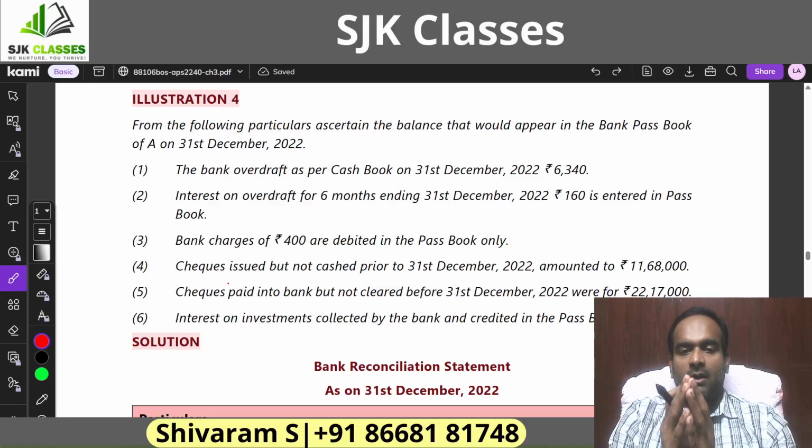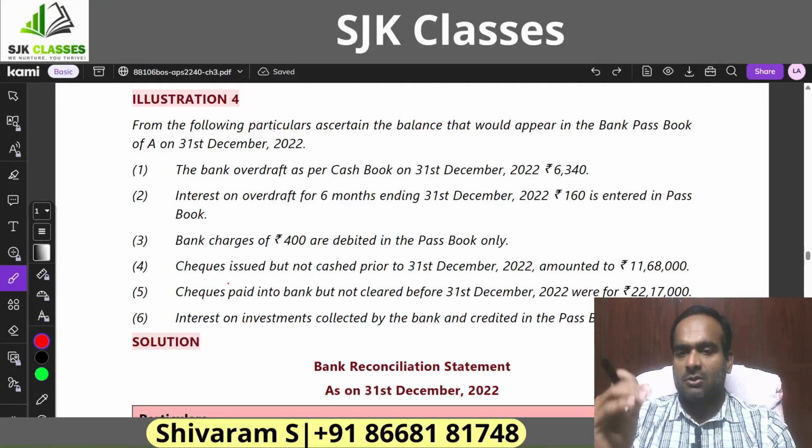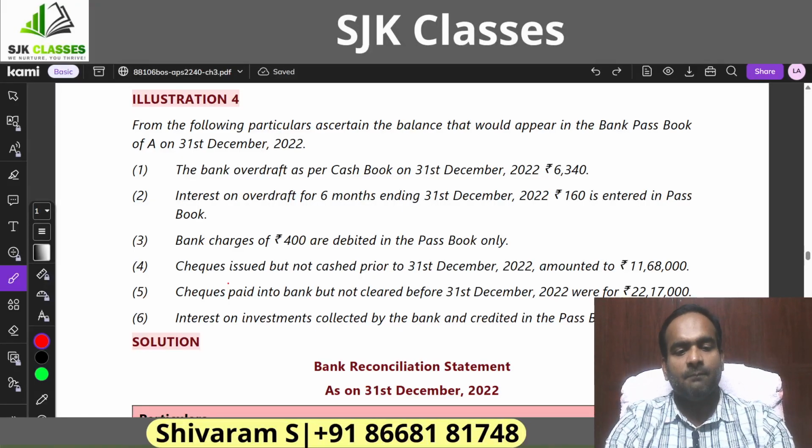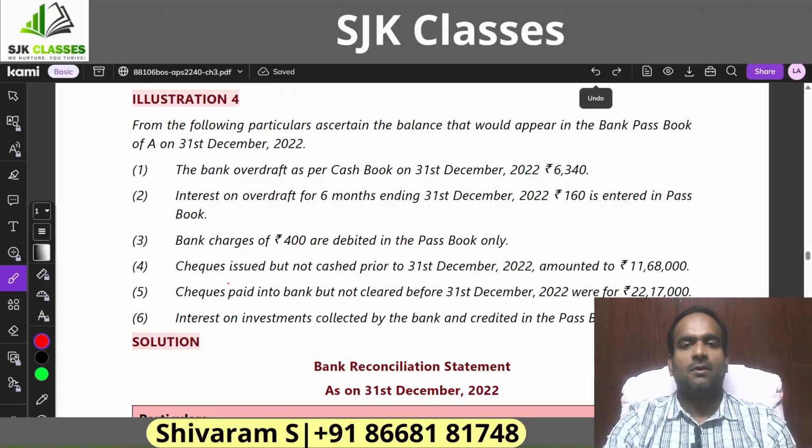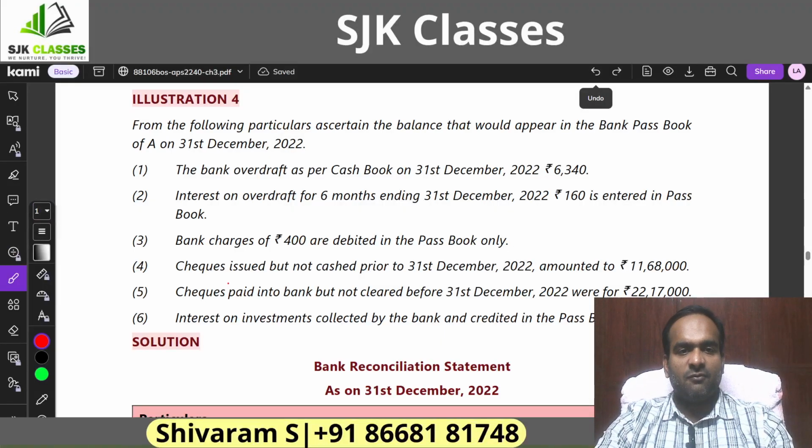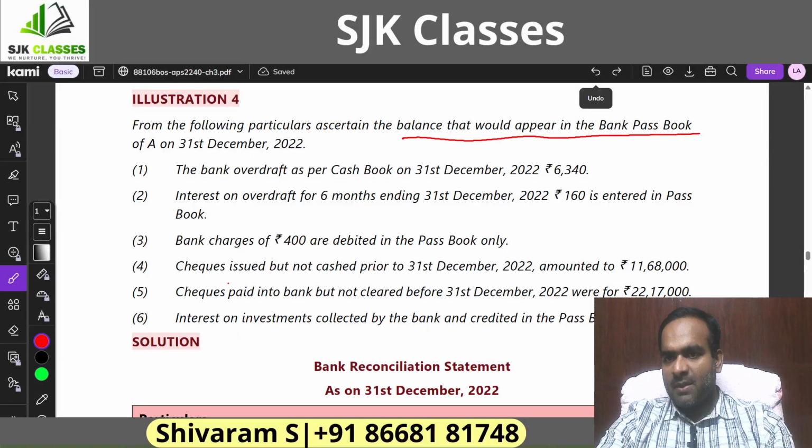Now, in the previous session, we prepared the BRS when the opening balance was favorable. Now, we are going to prepare the BRS when the opening balance is unfavorable, also called an overdraft. Let's get started. Let's take up this illustration. They are saying that from the following particulars, ascertain the balance that would appear in the bank passbook of A. So they're asking you to find out the balance that would appear in the bank passbook of Mr. A as on 31st December 22.